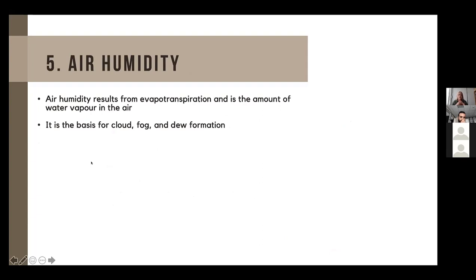Then the fifth aspect of the microclimate, air humidity. Air humidity results from evapotranspiration, and it's the amount of water vapor in the air, which is the basis for cloud, fog, and dew formation.